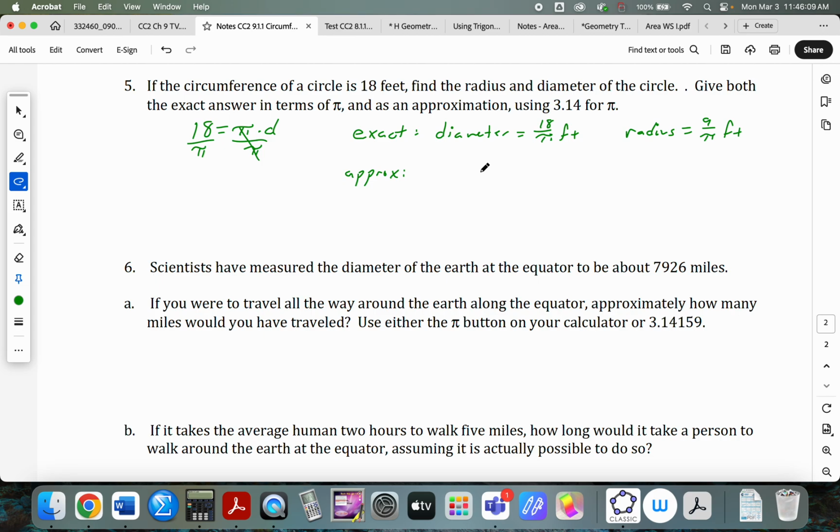2.8647888976. That's horrible, isn't it? Numbers. So the diameter is approximately 5.7324844076 feet. And the radius would be half of that. So that's 2.866242038 feet.